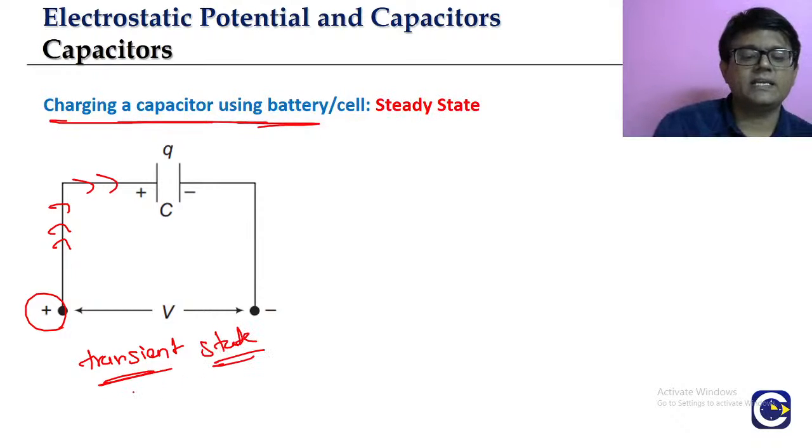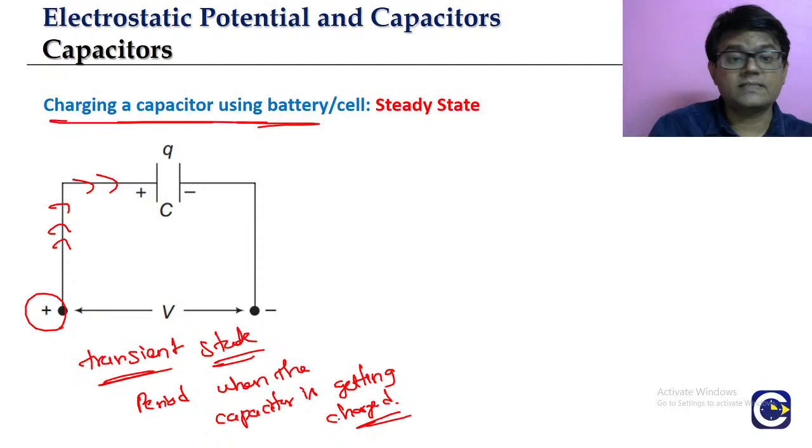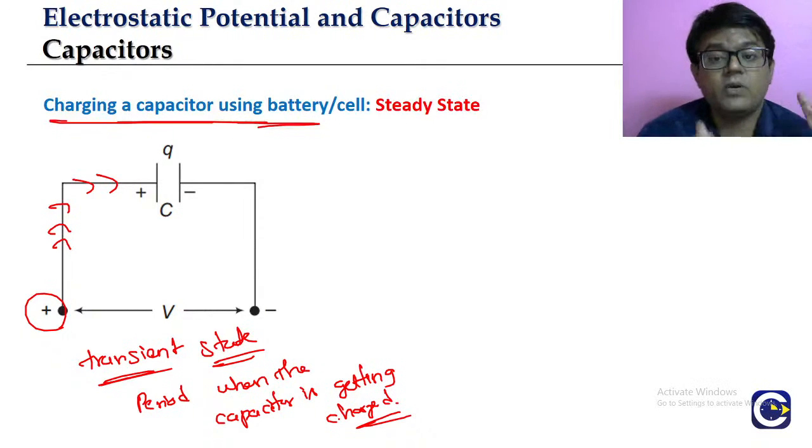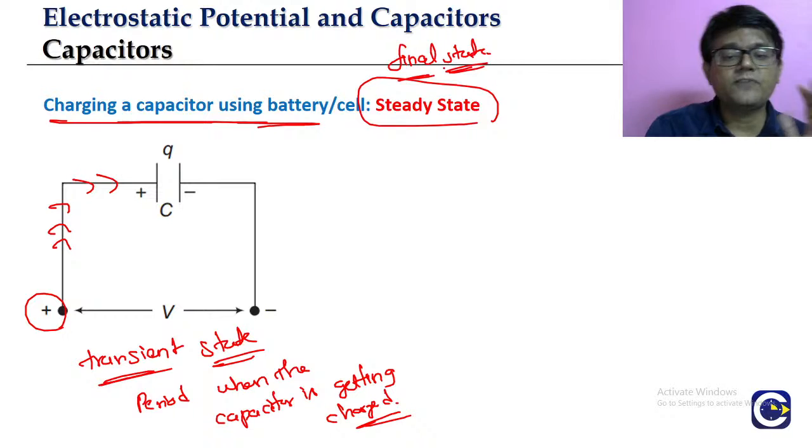Transient state is the period when the capacitor is getting charged. We'll discuss it separately. But if we look at the steady state, think of it as the final state. The final state is the state where the capacitor is fully charged.